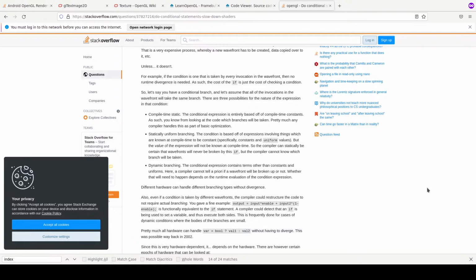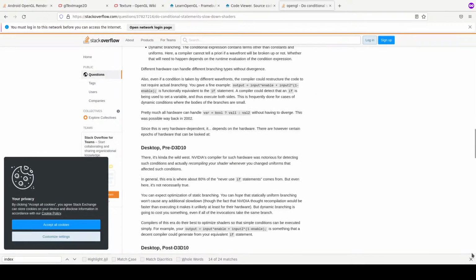Whether different hardware can handle different branching types without divergence. Also, even if a condition is taken, the compile, okay.